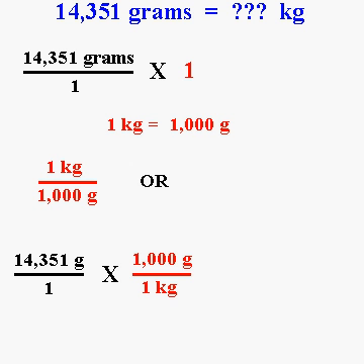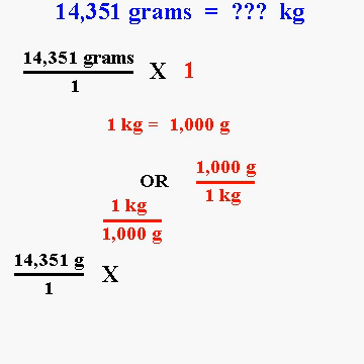Now, that's certainly a legitimate mathematical equation. The problem is it doesn't give us anything, because my units can't cancel out. I've got grams on the top over on the left-hand side, and I've got kilograms on the bottom and grams on the top. If I were to multiply this out, I'd get something weird like grams squared over kilogram. That doesn't help us get our answer. So let's try the other fraction.